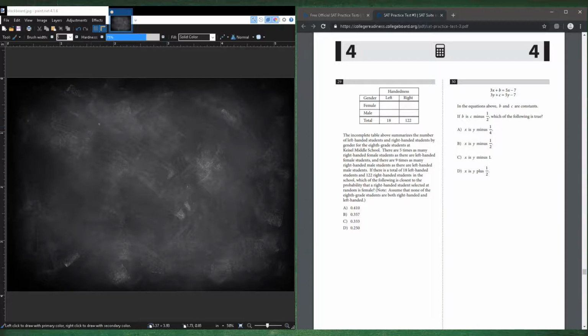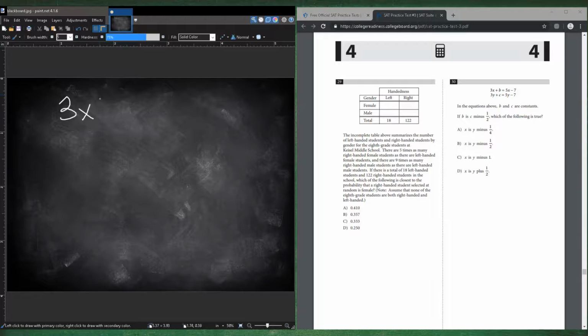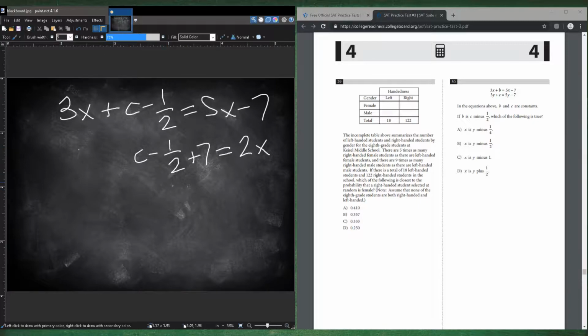Question 30. 3x plus b is equal to 5x minus 7, and 3y plus c is equal to 5y minus 7. In the equation above, b and c are constants. If b is c minus 1/2, which of the following is true? So let's write that first. b is c minus 1/2, so c minus 1/2 plus 3x is equal to 5x minus 7. That simplifies to c minus 1/2 plus 7 equals 2x, so that's 2c minus 13 over 2, divided by 2, which is 4. So that's what x is.